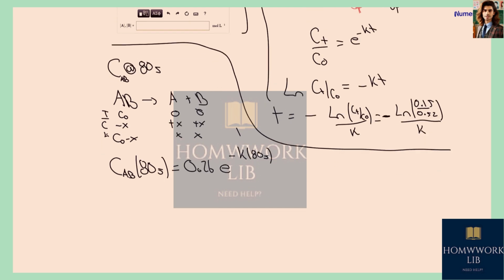And the value for x would be equal to my initial concentration minus the concentration at 80 seconds. Thus it would be 0.26 minus 0.26 times the exponential of minus k times 80 seconds. And that is how you're going to be able to calculate the concentration of A and the concentration of B. Both of them are going to be the same, remember.